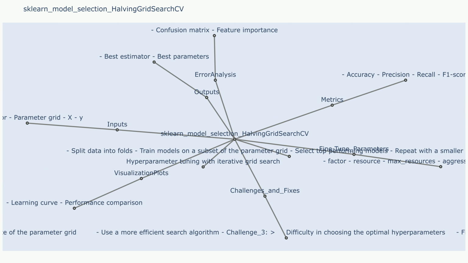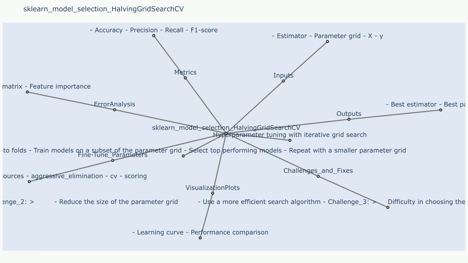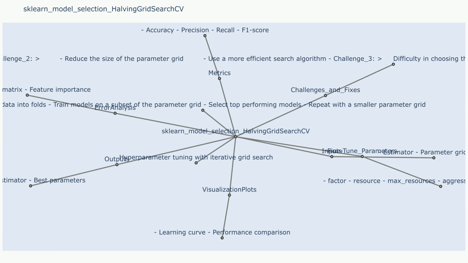Factor, the factor by which the number of candidates is reduced at each iteration. For example, if factor 2, the number of candidates is halved at each iteration. Resource, the resource to use for the HalvingGridSearchCV. It can be n_samples or n_resources. n_samples refers to the number of samples used to evaluate the performance of the model. n_resources refers to a specific resource like time or memory.